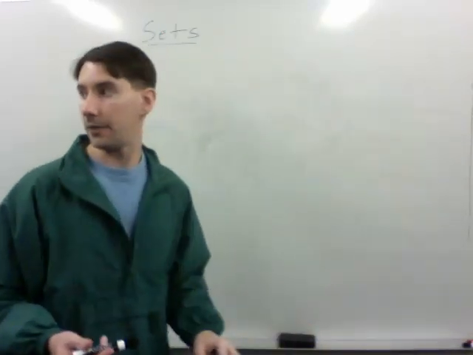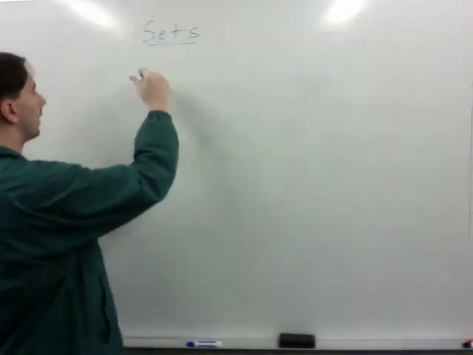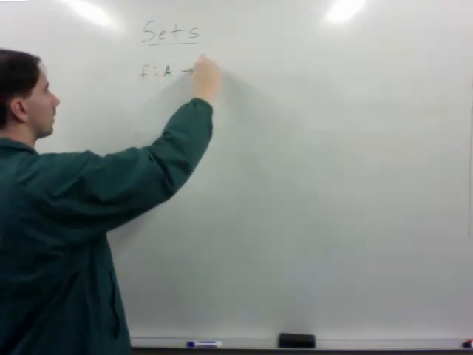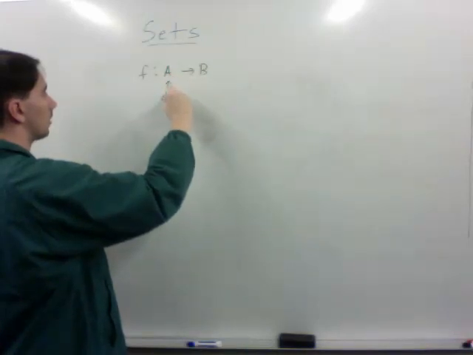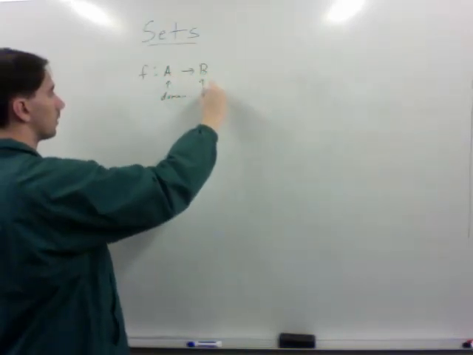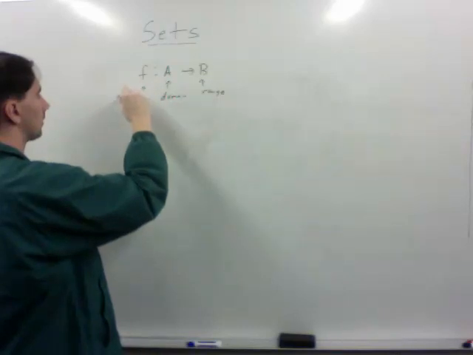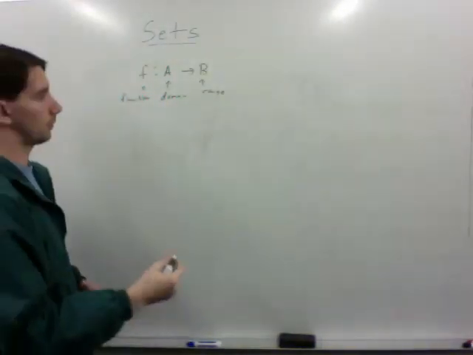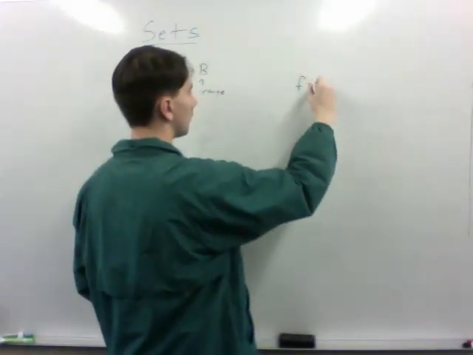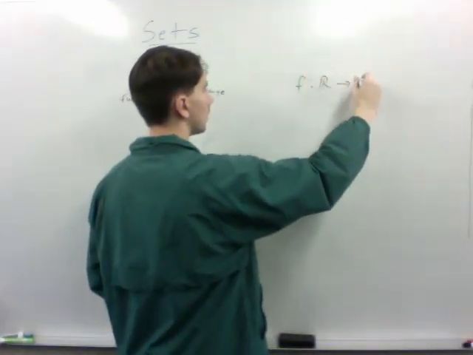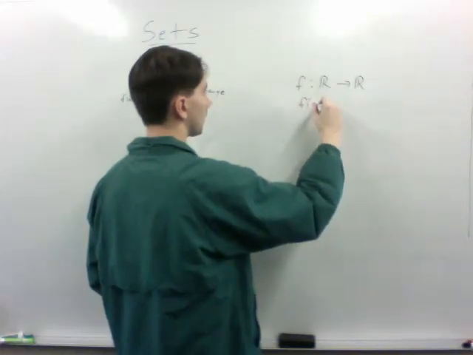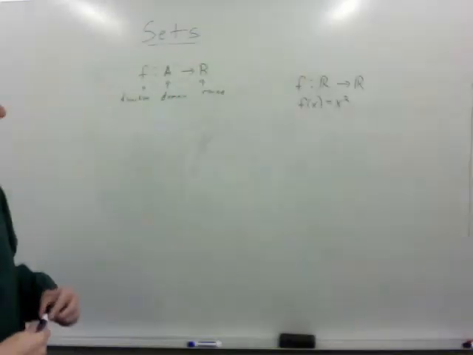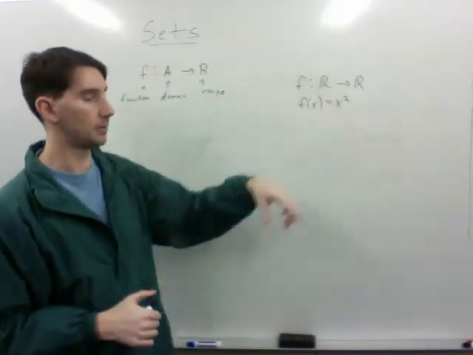Okay, and finally we have functions. So remember that f goes from A to B. Right, this is our domain, this is our range, and this is the name of the function. Okay, so for example, I can say like f goes from R to R by f of x equals x squared. Right, so you put in a real number, it spits out a real number.